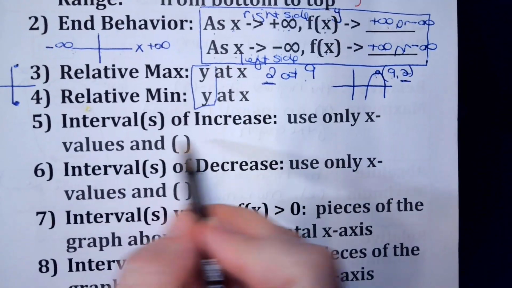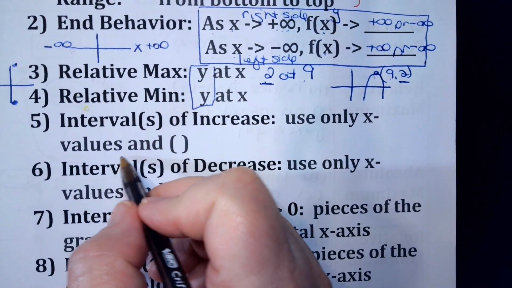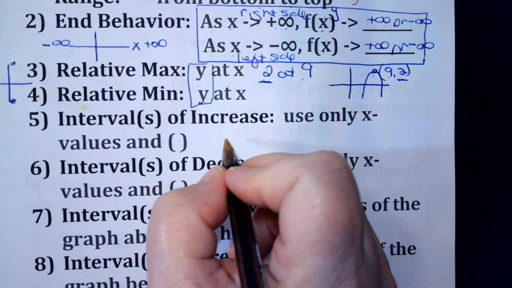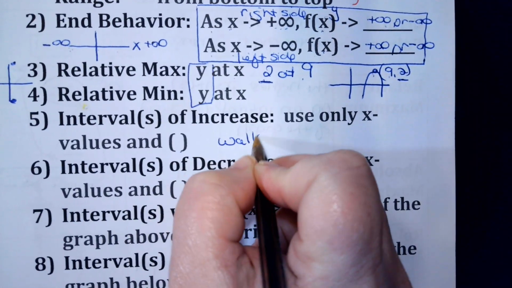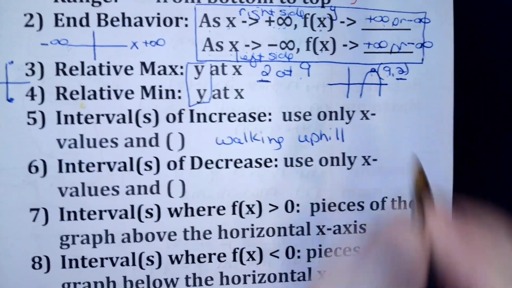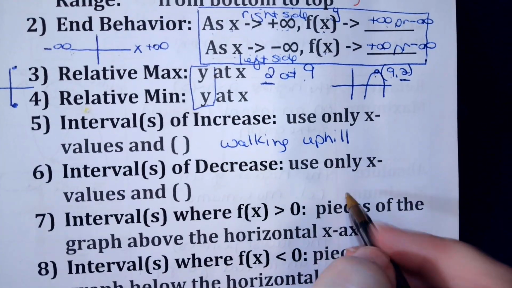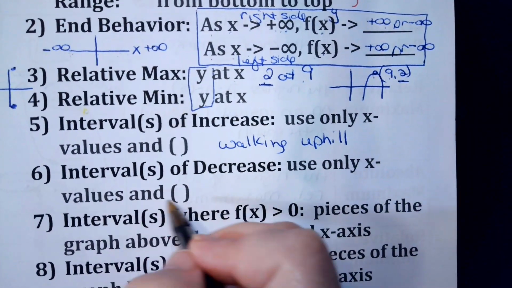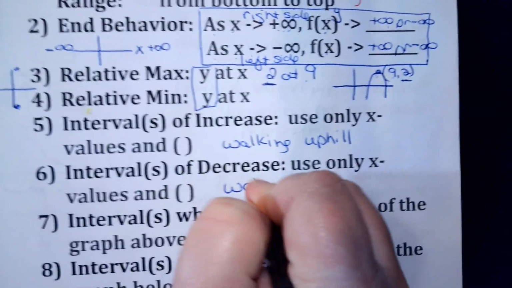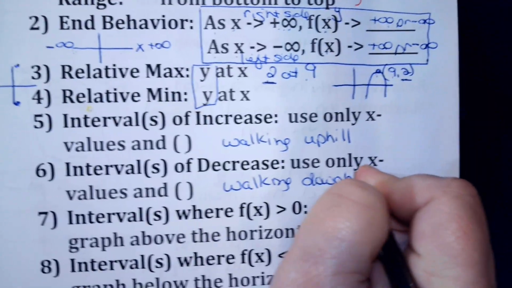All right, intervals of increase. You're only going to use the x values, and you're always going to use parentheses. A good way of thinking about intervals of increase: you look at your graph and ask yourself, where on the graph are you walking uphill? Intervals of decrease, again, you're only going to list the x values, and you're always going to use parentheses. So for decrease, you want to ask yourself, where are you walking downhill?